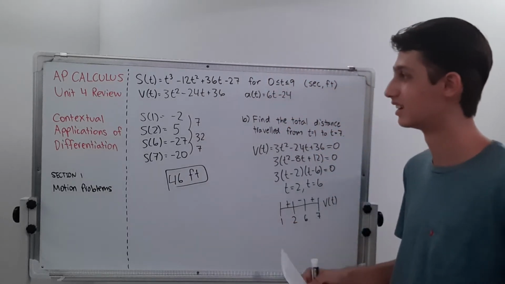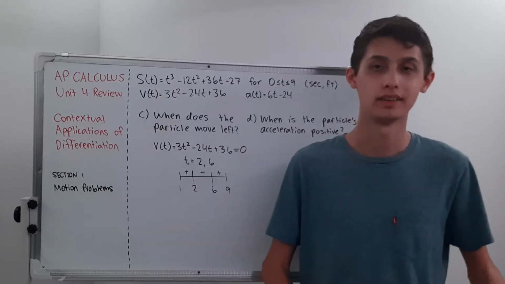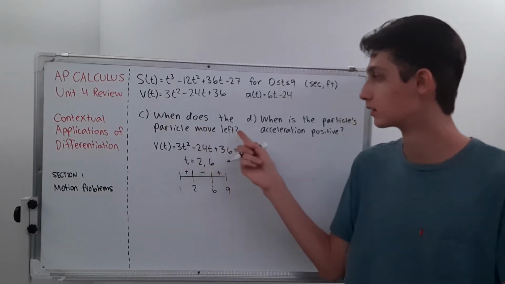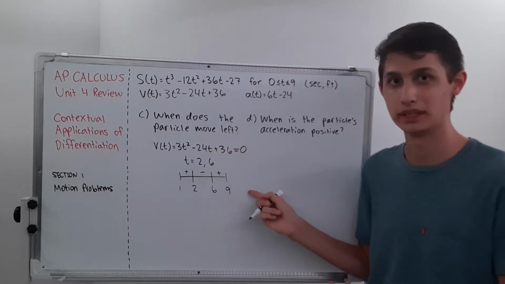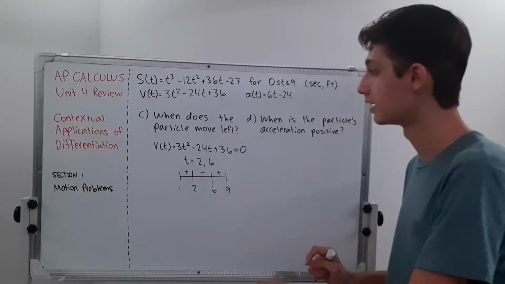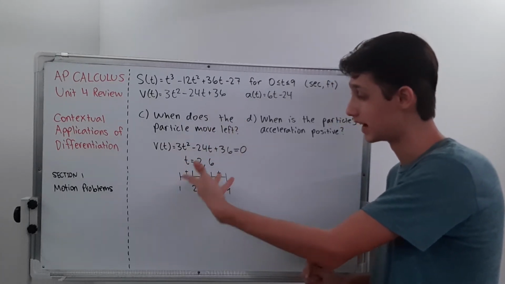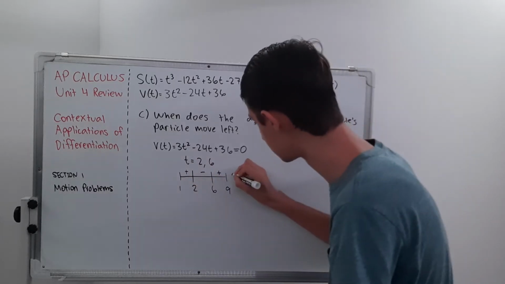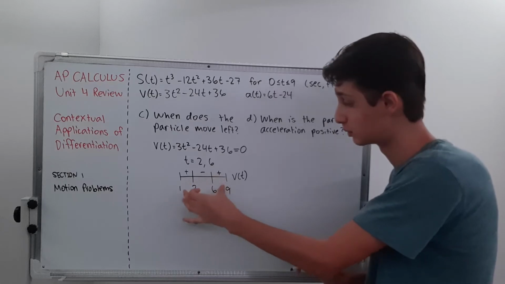So yeah, that was long. But yeah, let's just keep going. All right. So now the question is, when does the particle move left? And we already did most of the work that we need. This is all from that last question. Basically, moving left is just moving that way, right? Which is negative direction. And this again is our velocity sign chart. And our velocity is negative between 2 and 6.